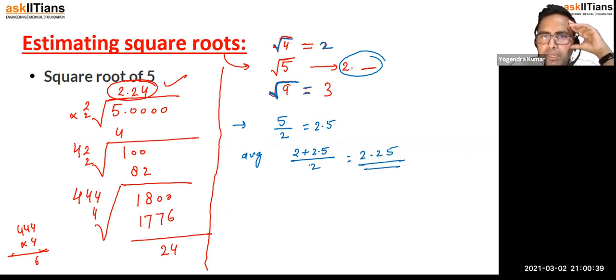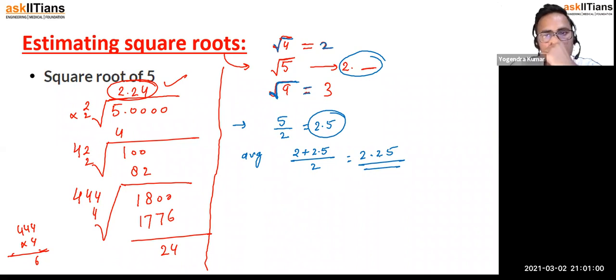We got 2.5 average of this. Why did I take 2? I divided this number, which is what we have, by the smaller perfect square's root, right? I divided by 2, so I got 2.5, and then I took the average. Now I can repeat this process again, right?